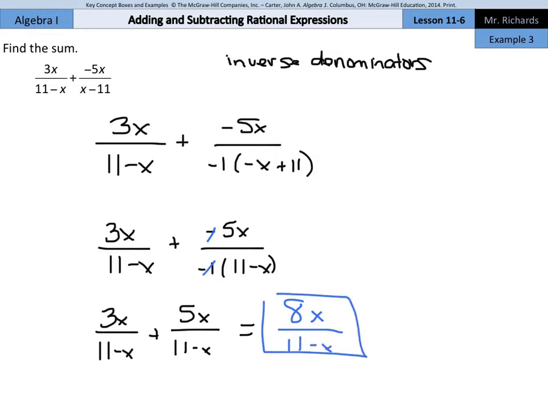So when you have inverse denominators, like we do here with 11 minus x and x minus 11, pull out a negative 1, take the inverse or opposites on the inside, so that then our denominators can match, and add or subtract.